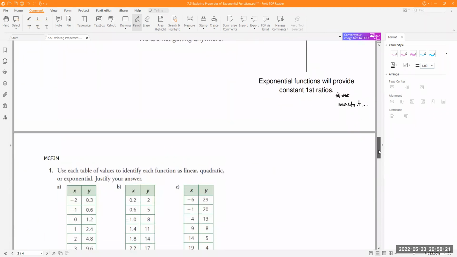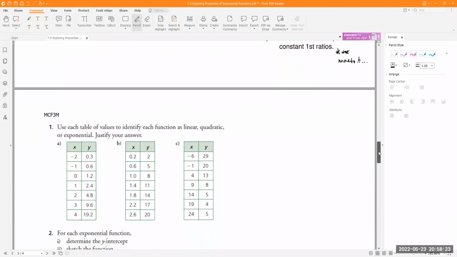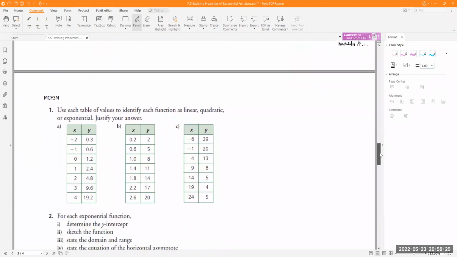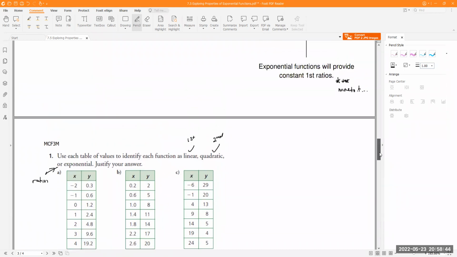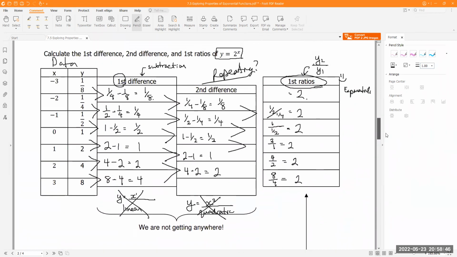Okay. So again, the first question that you're going to be asked for homework is, take a look at this data and tell me if it is linear. So that's first difference. Tell me if it is quadratic. That's second difference. Or if it's exponential by doing ratios. And then you justify your answer based on that. Okay. Now, putting that aside, you can put little notes wherever you need to remind yourself this is how you check for first, second, or first ratios.